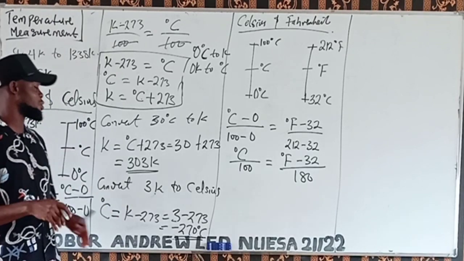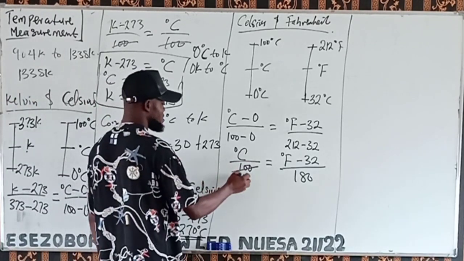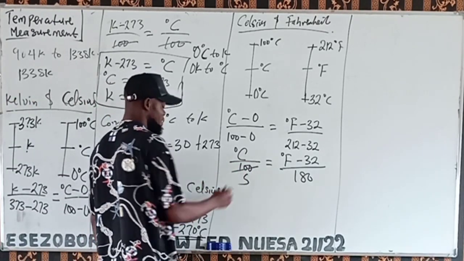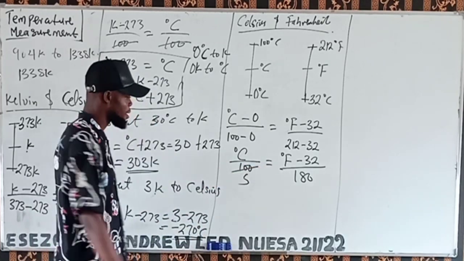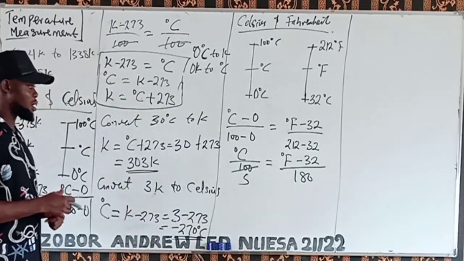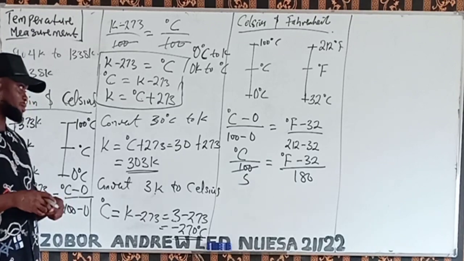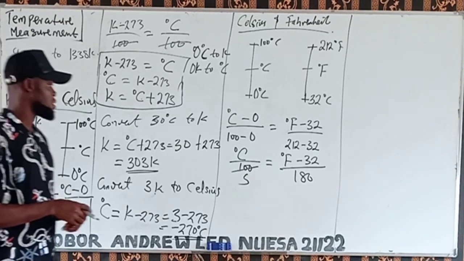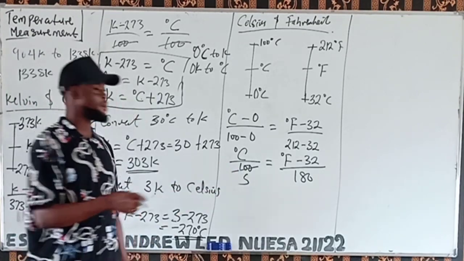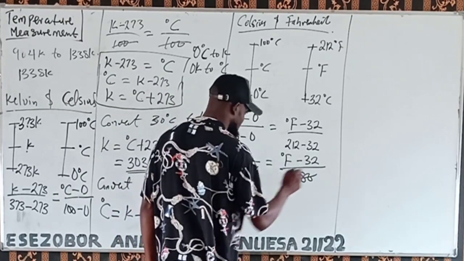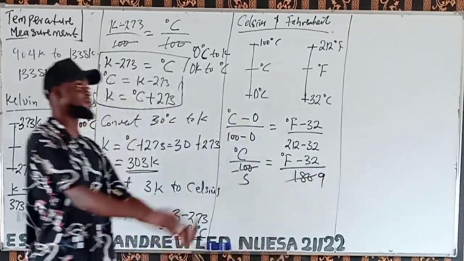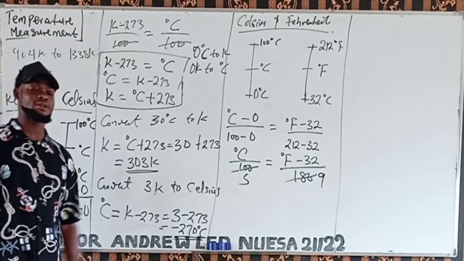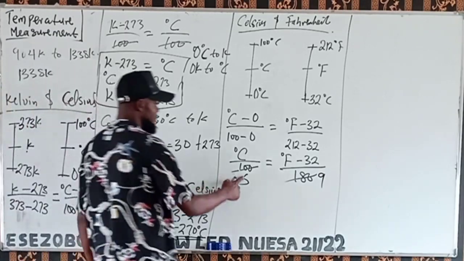Next, we're going to cancel this out. We have 100 and we have 180. What can go into both of them? Check very well, 20 can go into both of them. So 20 into 100 gives us 5, and 20 into 180 gives us 9. 9 times 20 gives us 180, 10 times 20 gives us 200. So you can organize this into this place.